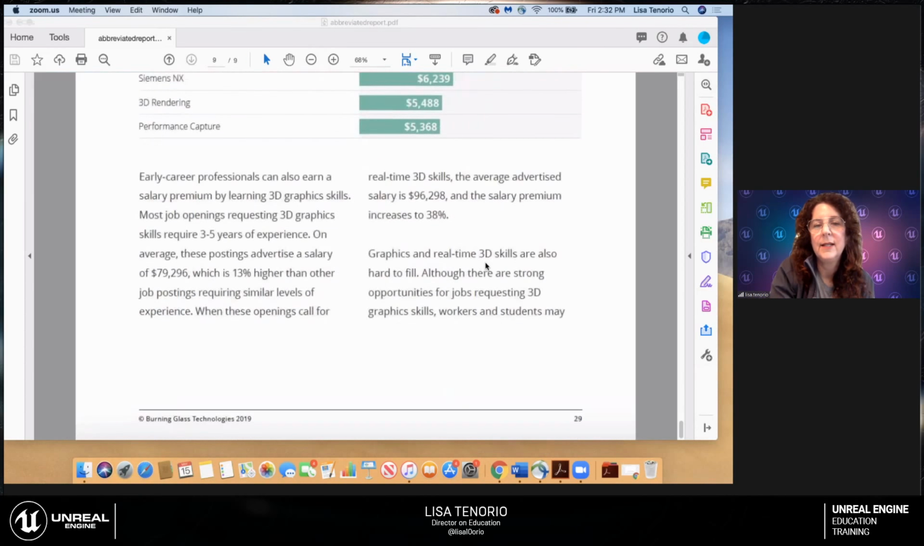And then I'm not going to go into all the different pages, but they break it down from there: where does that salary premium have the biggest impact? So they look at developers versus artists. And I think the other interesting part that the report touches on, I can stop sharing my screen because I'm not going to show you that graph, is the percentage of real-time jobs that are entry level versus requiring a lot of experience.